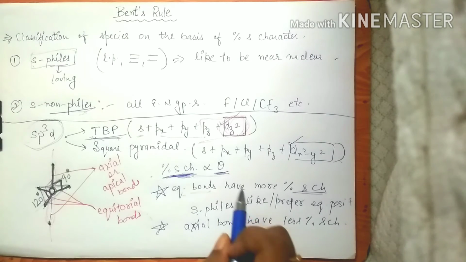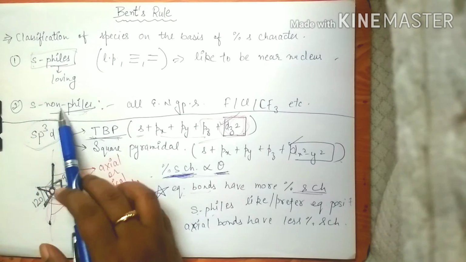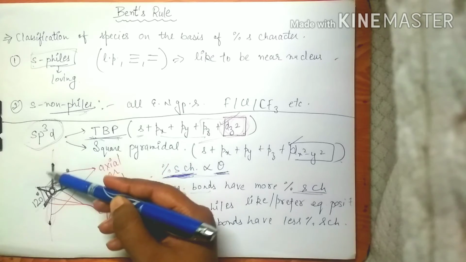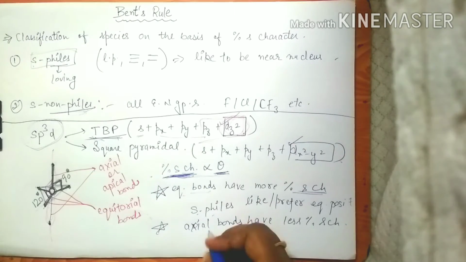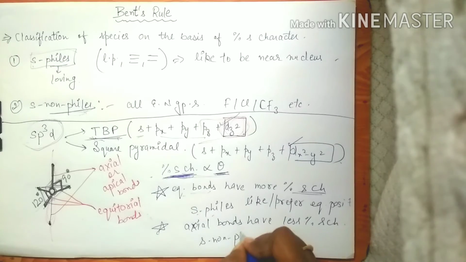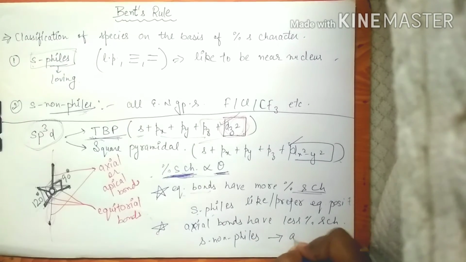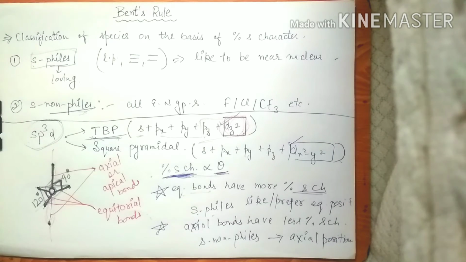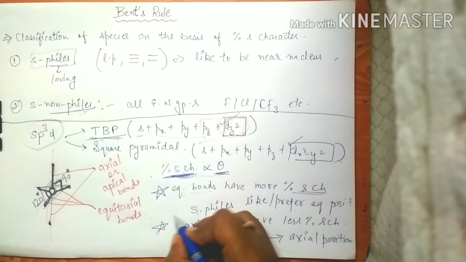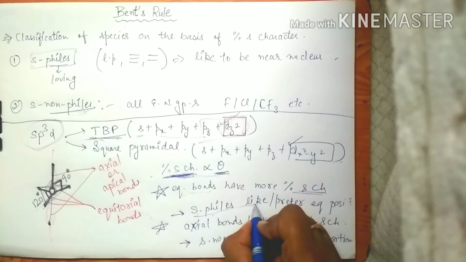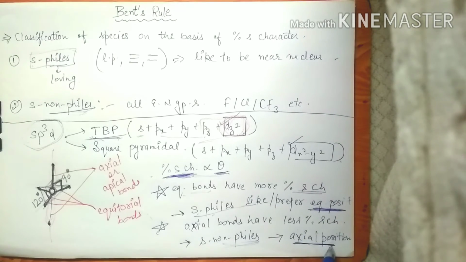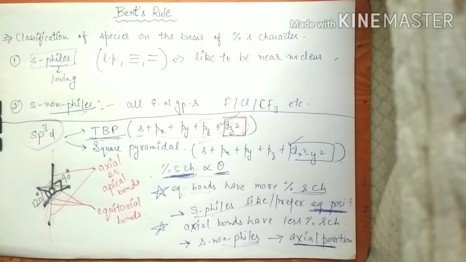Because they are having less percentage s character, s-nonphiles will prefer these axial positions, because these axial positions have less percentage s character. So s-nonphiles will prefer axial positions. So whenever a question is asked about the geometry, you have to remember these 2 points: all the s-philes will prefer your equatorial positions and s-nonphiles will prefer your axial positions. Okay, I hope this is clear why this kind of preference is there.